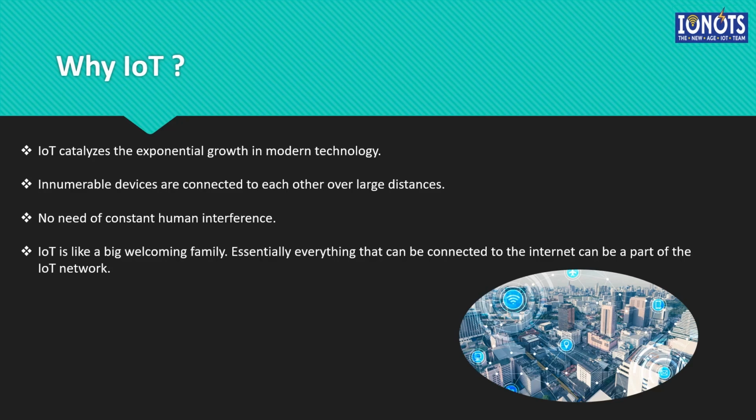Thus, we can view IoT as a very big welcoming family, because essentially everything can be a part of the IoT network as long as it has the ability to connect to the internet. Now, why is this ability to connect to the internet so important? Connectivity with the internet helps us to communicate information effectively and also helps us to control the different components which are a part of the IoT network. So all this gives us a very basic idea of why we need to look at IoT and what we understand by IoT. We'll continue our discussion further on the remaining components one after the other.